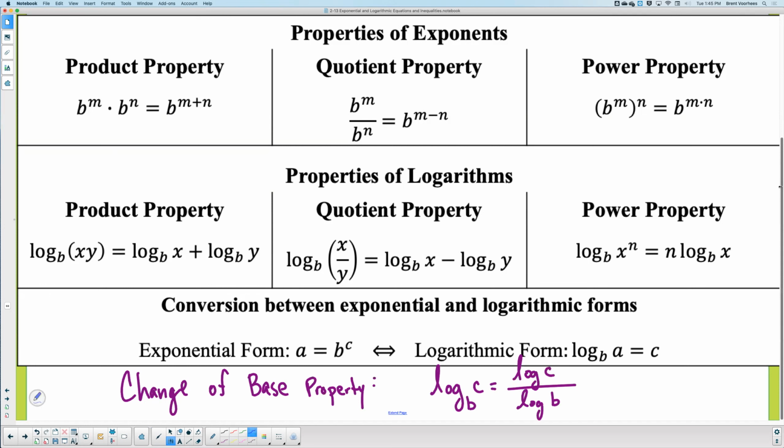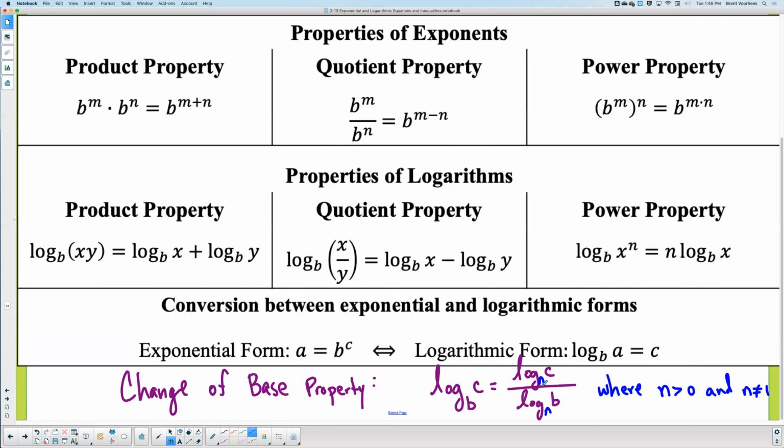Now, technically, you could choose any base, so I'll put an n down here, where the thing about n, the base, is that it has to be positive, so n has to be greater than 0, and it cannot be 1. As long as n is positive and not equal to 1, you could choose any base whatsoever you want.